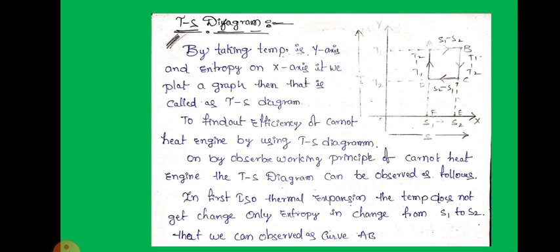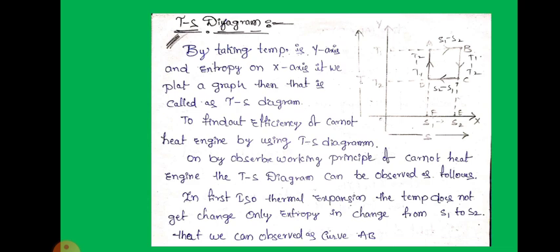Similarly, in adiabatic expansion, the entropy remains constant and the temperature changes from T1 to T2, that is temperature T1 to temperature T2. So that we can observe as curve BC.